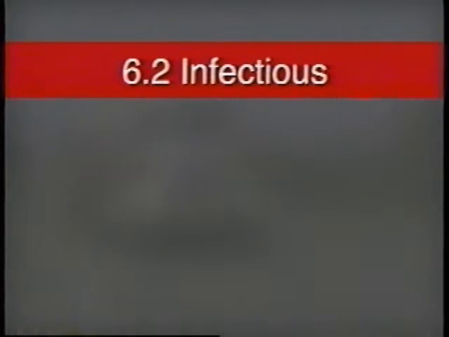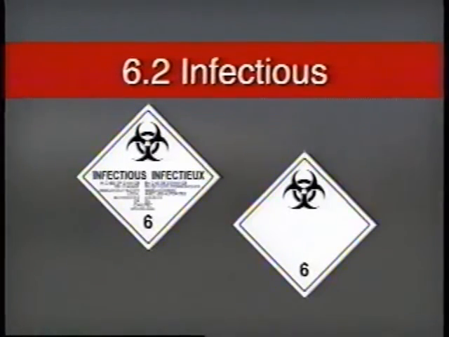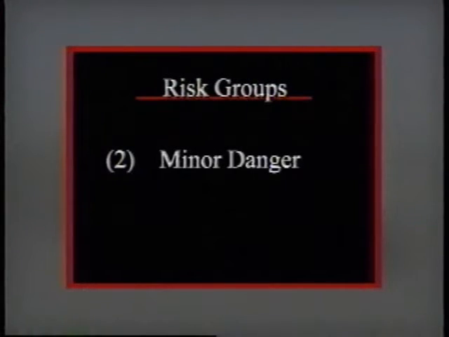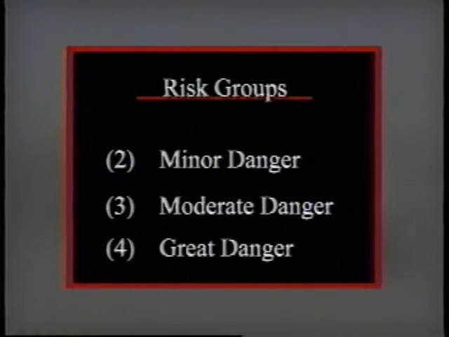6.2. Infectious. Infectious substances are known or suspected to cause disease. They could be hazardous to animals or humans or both. The label and placard show a biomedical symbol. The label has specific emergency instructions. Infectious substances are separated into risk groups 2, 3, or 4, depending on how contagious or how lethal they are. Risk group 1 is not dangerous enough to be regulated, and risk group 4 is the most dangerous.